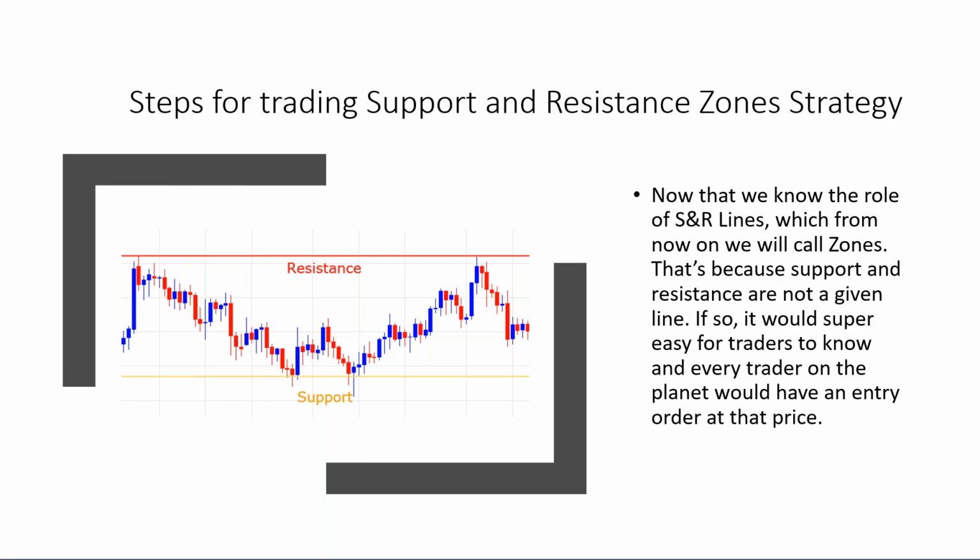So now that we know the role of support and resistance lines, which from now on we will call zones, that's because the support and resistance are not a given line. Now, if you notice, there was nothing scientific. It was just by observation. And that's what's important. If you go back, now there are true numeric values that are very specific.